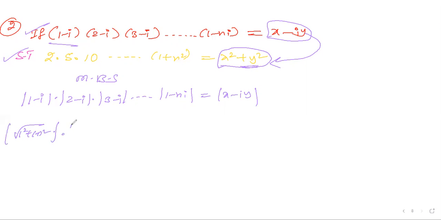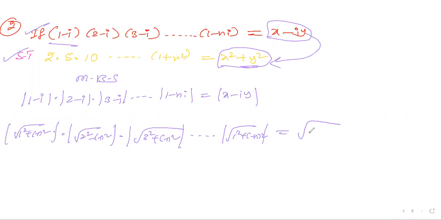Now start applying. Modulus means under root of 1 square plus (minus 1) whole square, next into under root of 2 square plus (minus 1) whole square, and like this, next 3 square plus (minus 1) whole square. Similarly, under root of 1 square plus (minus n) whole square, equal to under root of x square plus (minus y) whole square. Clear? Any doubts?